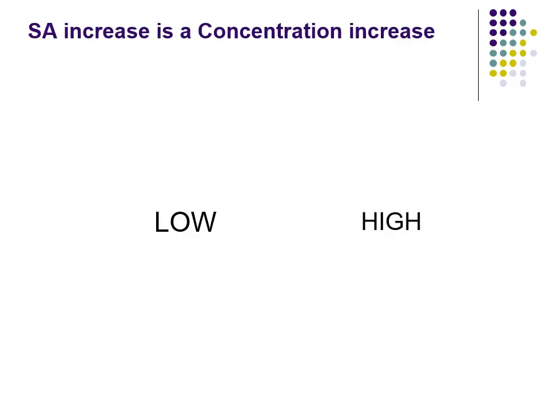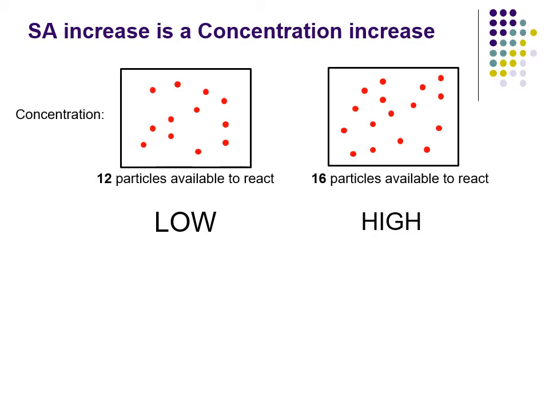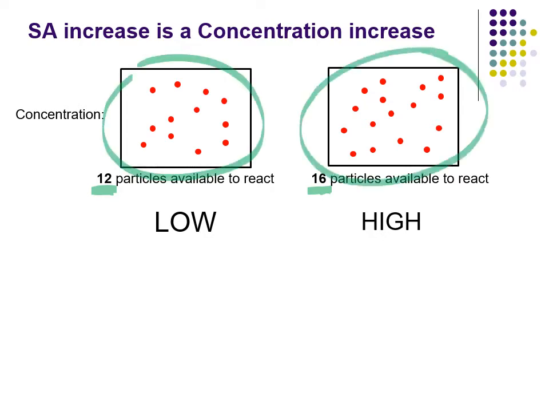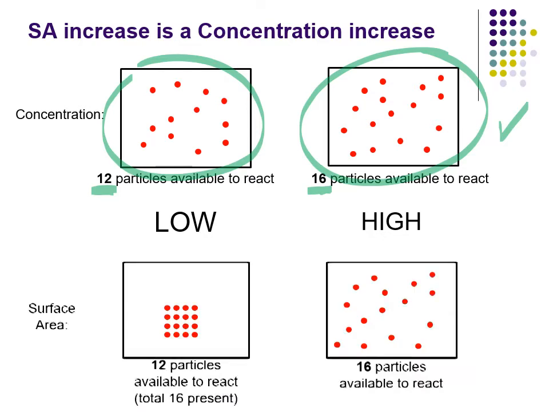So surface area and concentration. Let's look at this in a little bit more detail. Imagine we have 2 boxes here with some particles in them. The boxes are the same size; the one on the left has 12 particles in it, and the one on the right has 16 particles in it. So this has the lower concentration on the left and a higher concentration on the right, and so there are just more particles available to collide. There are more collisions happening, and so the rate is going to be faster for the one that has a higher concentration. Just more collisions, faster rate.